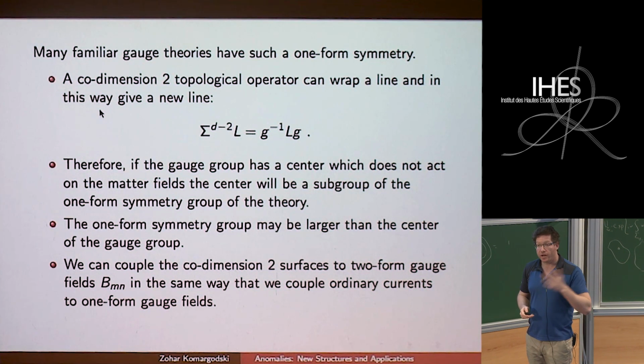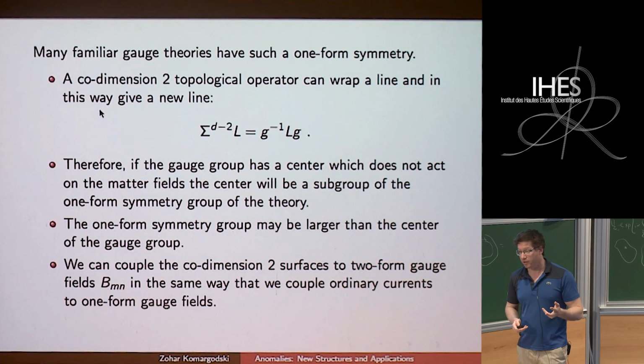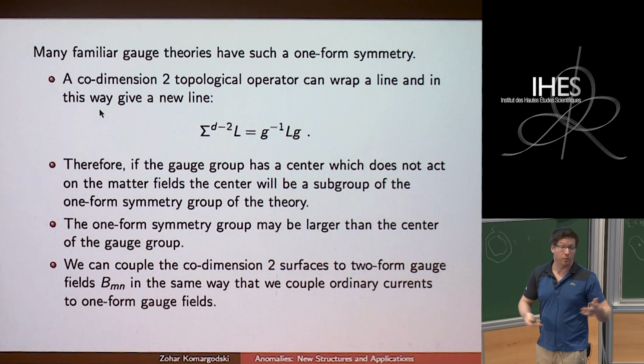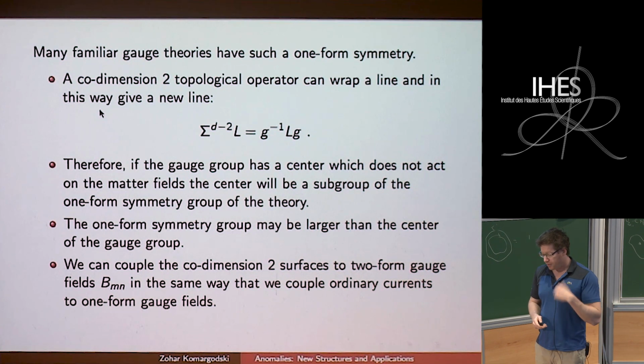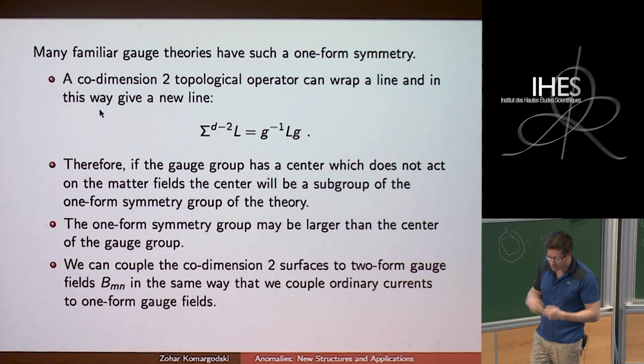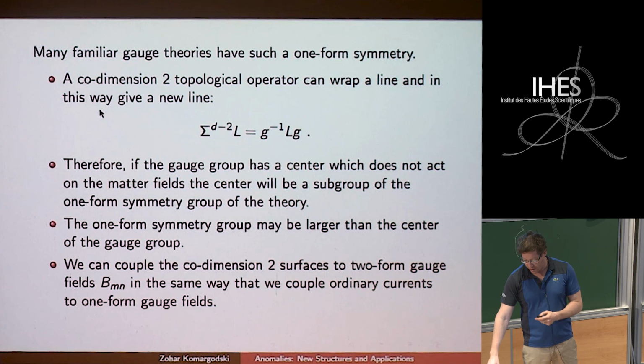We can also try to gauge these topological codimension 2 surfaces. Gauging means that we put some background field and we may even sum over it later. Now this would be a discrete 2-form gauge field, or a continuous 2-form U(1) gauge field. So gauge fields are replaced by 2-form gauge fields. You can also replace the Higgs mechanism by a Higgs mechanism for 2-form gauge fields and so on.